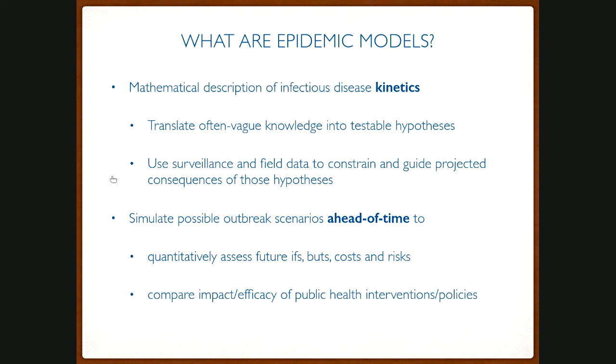So to get us on the same page, here is a description of what an epidemic model is. It's a way of putting down in math how infectious disease, or say the number of infected in a population, might change with time. So it's inherently about dynamics and hence kinetics.